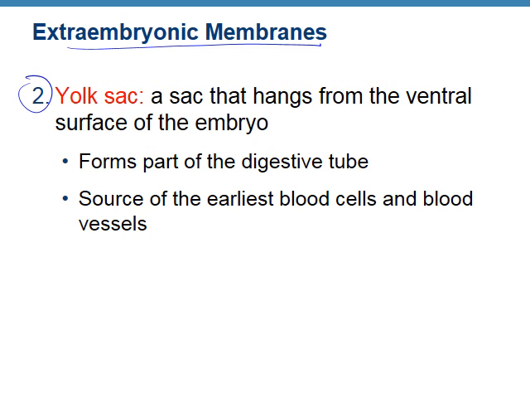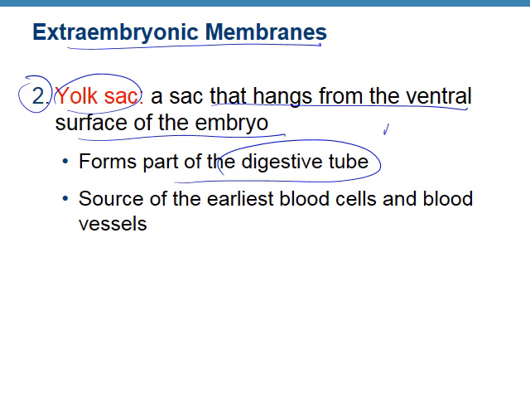So the second extraembryonic membrane that we're going to discuss is the yolk sac. The yolk sac hangs from the ventral surface of the embryo, and it's going to form the digestive tube. If you remember way back in the very beginning, chapter 1, we talked about mouth to anus, right? We might have talked about alimentary canal, but basically you have a tube that runs all the way from your mouth, right? Pharynx, esophagus, stomach, small intestine, large intestine, anal canal, anus, right? So this digestive tube is going to start to form on the outside. If we had our embryo here, you're going to see a yolk sac developing on the outside, and that's going to become the digestive tube, which then has to become an internal structure.